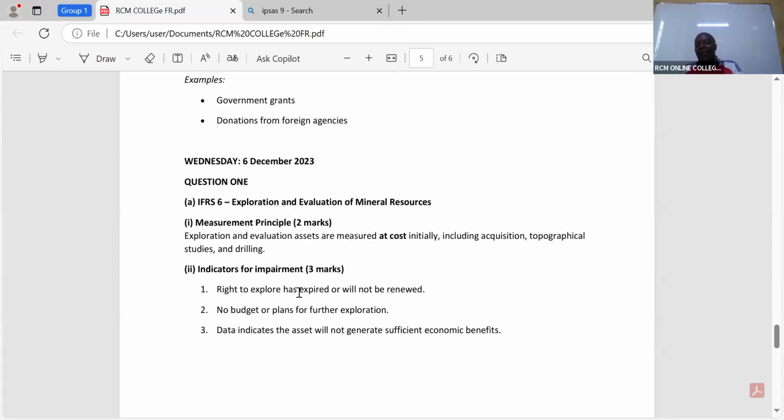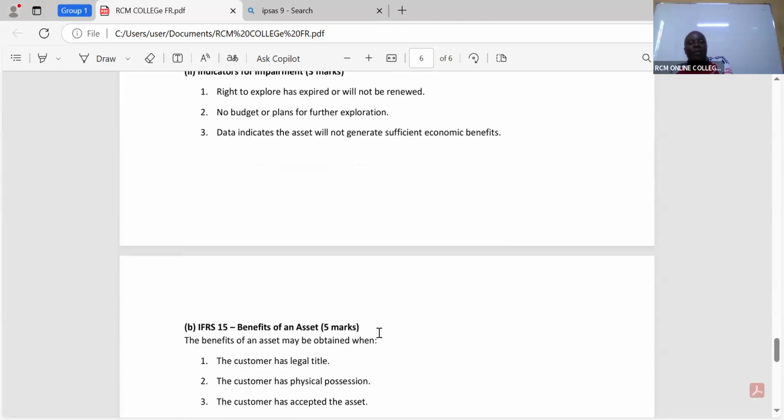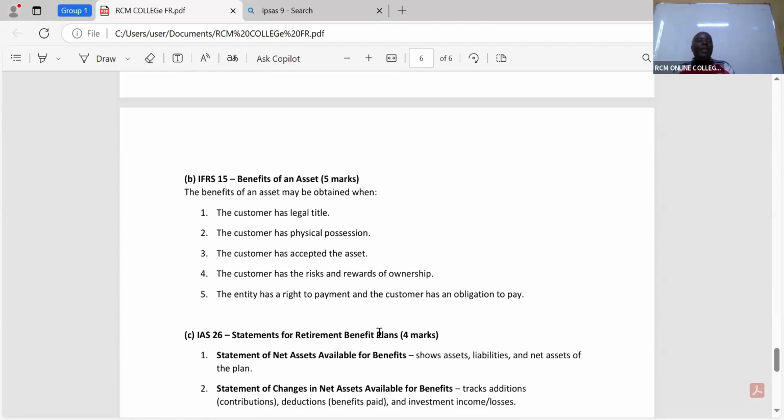Or if this particular company like Tullow Oil says now we are not going to do any further exploration, we are tired, there are no budgets or plans for further exploration, or data indicates that the asset will not generate sufficient economic cash flows. Then we have another question here again. There are only two types of questions that can come under IFRS 15, those 5 steps.